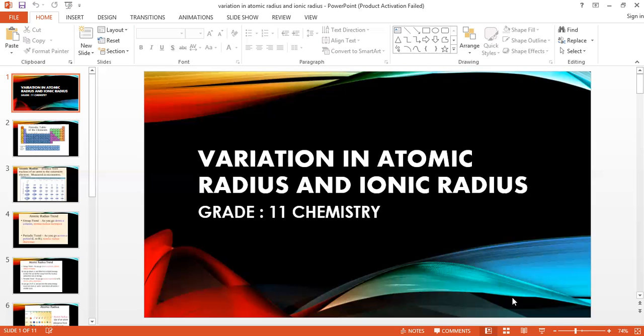But if positive, we call it cationic, C-A-T-I-O-N, cation. Cationic. This one, anionic. They will use these terms. You can see there. But you understand that in atomic form, the size is larger, but in ionic form, if positive, the size decreases. If negative, the size increases.